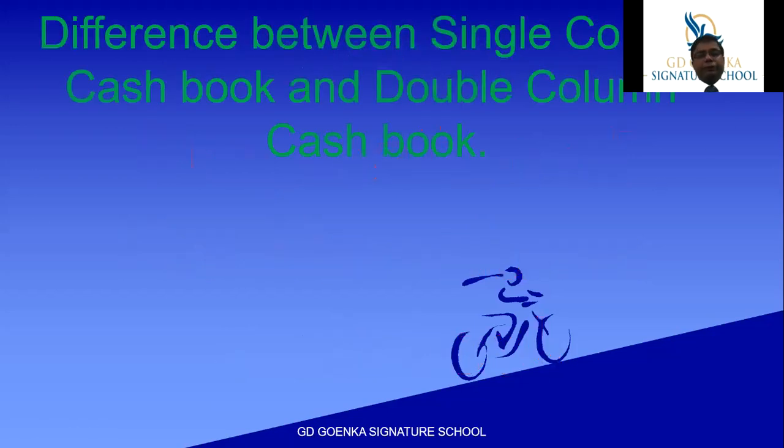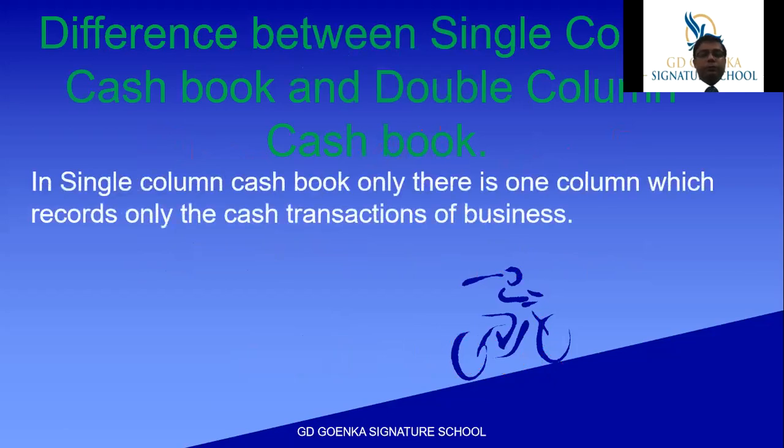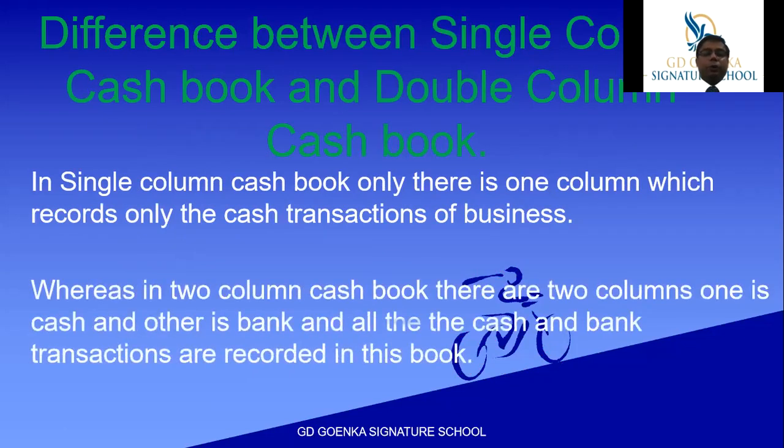The following is the difference which I just spoke to you about. In a single column cash book, there is only one column which records only the cash transactions of a business. Whereas in a two column cash book, there are two columns. One is to record the cash transactions and another is to record the bank transactions.